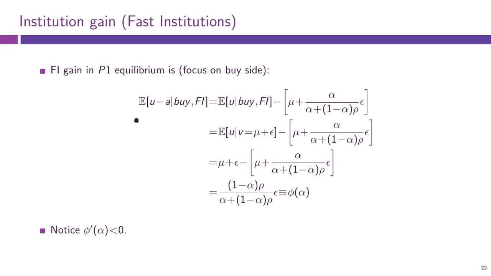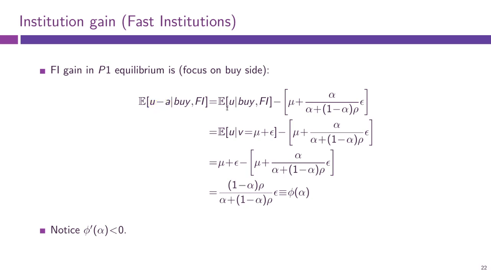How do the outcomes in this equilibrium depend on alpha? So let us compute the profits of fast and slow traders. We begin with fast institutions. Again, we are assuming that they are willing to buy, that we are at the buy side of the market, which means that their profit is U, their private valuation for the asset, which is V plus Y, minus the price that they paid for the asset.